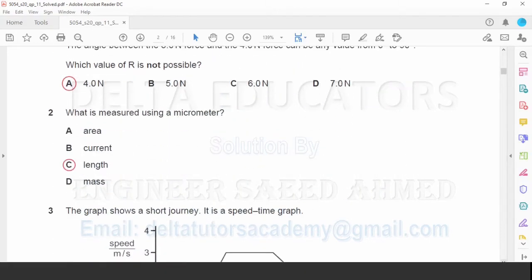Question number 2. What is measured using a micrometer? With the help of a micrometer, we measure the diameter, or simply we can say with the help of a micrometer, we measure length. Now length is given in option C, so correct option is option C.